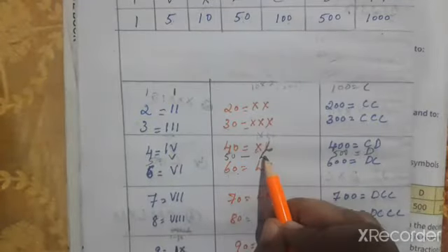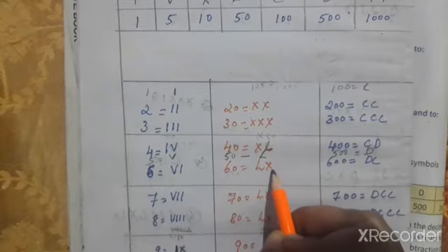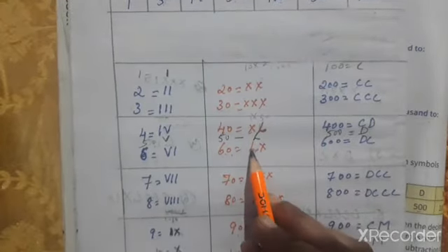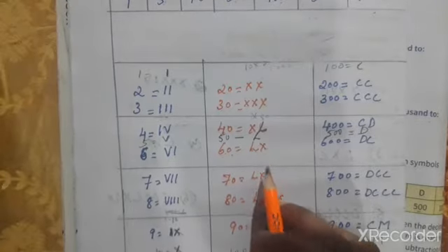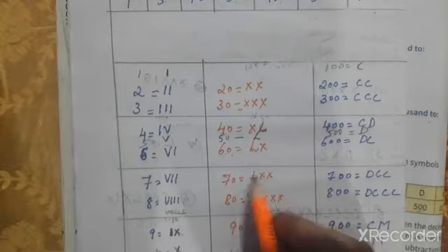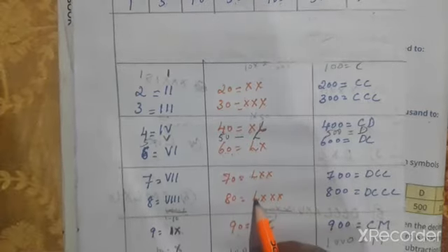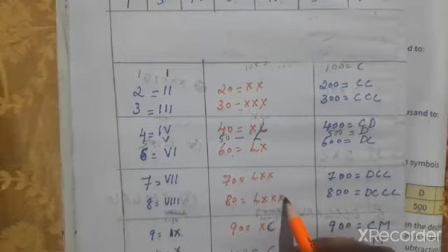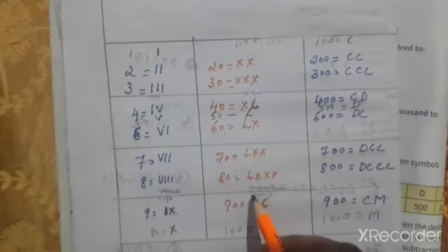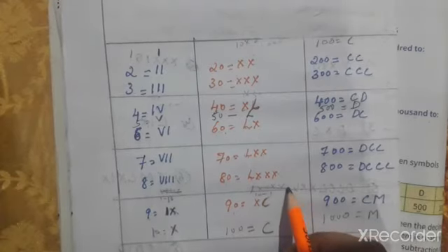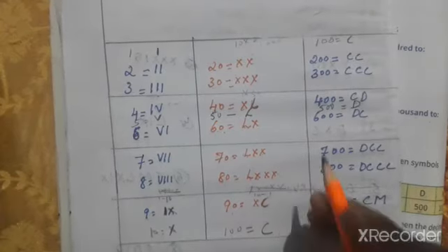Then 50 is L, and 60 means LX. 70 means LXX. L is 50 and X is 10, so 60. 50 plus 10 is 60, 60 plus 10 is 70. How to write 80? L is 50, plus 10 is 60, plus 10 is 70, plus 10 is 80. Can we write LXXXX, 4 times? No, we cannot repeat any letter more than 3 times.